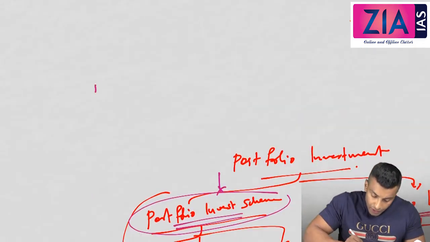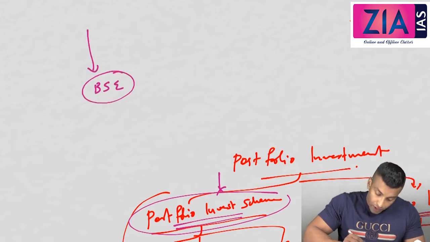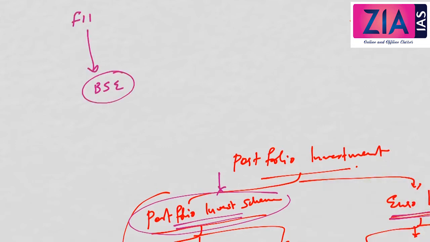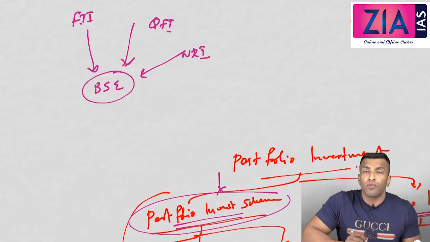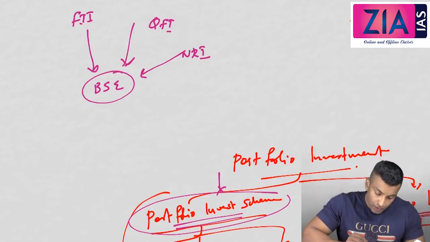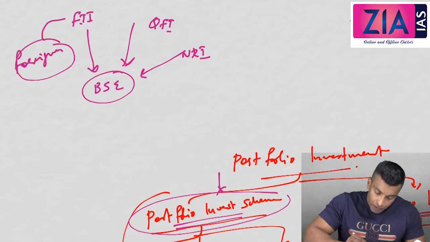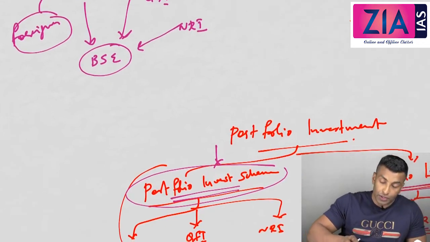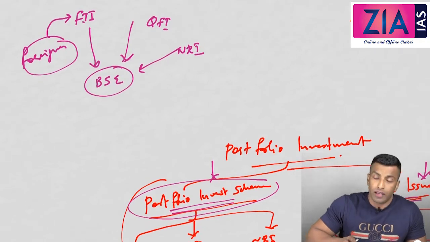See, if we need to buy shares from BSE, the foreign institutional investor can buy, the QFI can buy, NRIs can buy. Now, if a foreigner wants to buy a share, an individual cannot come and buy the share. What an individual can do is approach this foreign institutional investor, FII, and through the FII, a foreigner can buy the share.